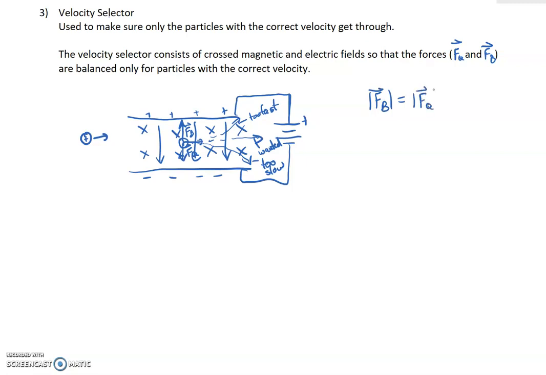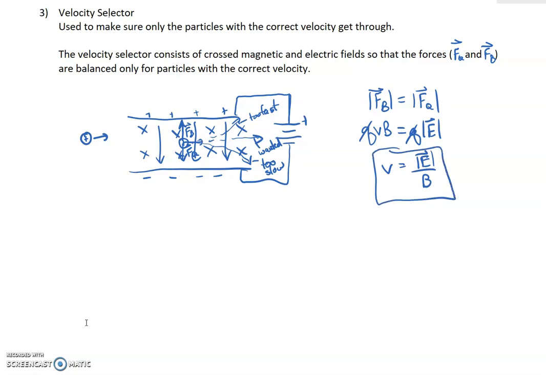Mathematically speaking here, we can see that the force of the magnetic field is equal to the force of the electric field for the particles that it selects. And because, again, we have the speed perpendicular to the magnetic field, sine theta is 1, so it's just qvB. And we have q times the electric field intensity. And then we can go ahead and cancel out q, and the speed of those particles is simply the electric field intensity divided by the magnetic field. And that's how we can calculate the speed using a velocity selector.